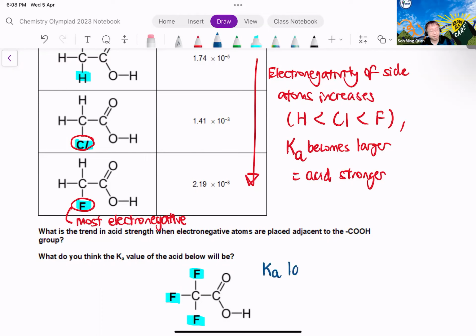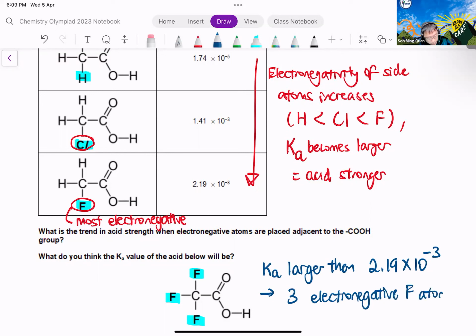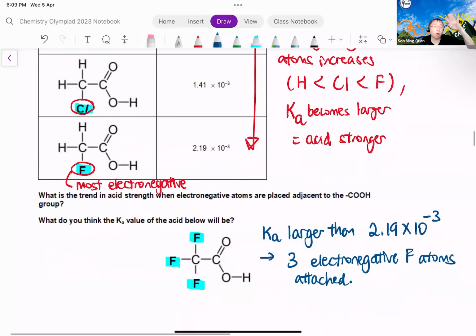So the Ka becomes larger than 2.19 times 10 to the power of -3. It's larger than just having 1 fluorine. Okay? And that's because you have 3 electronegative fluorine atoms attached. Okay, the more electronegative atoms attached to your acid, the larger the Ka. Of course, this means that the acid is stronger.